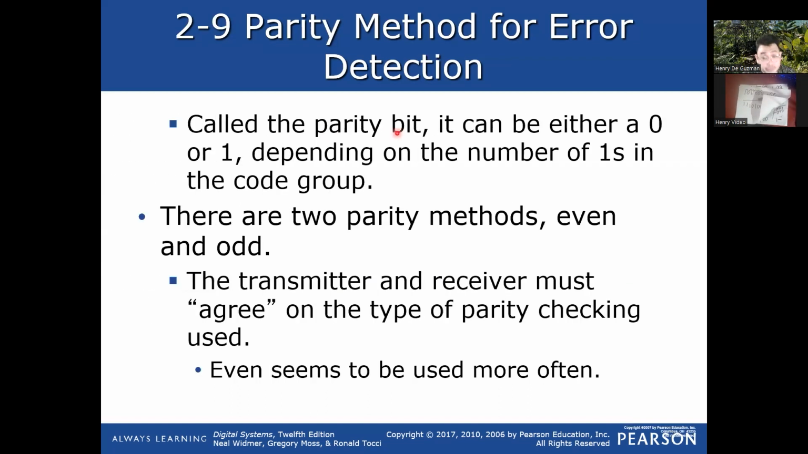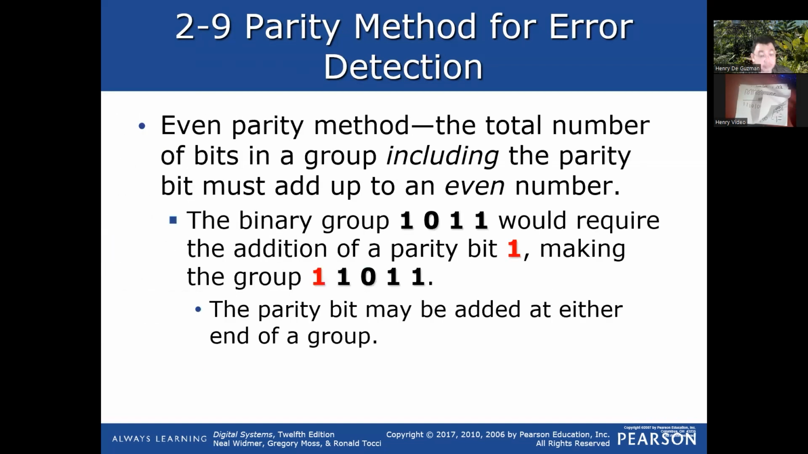Then it is called the parity bit. It can be either a 0 or a 1, depending on the number of ones in the code group. So there are two parity methods, even and odd. So the transmitter and the receiver must agree, so naka-record doon, on the type of parity checking. Even seems to be used more often. So pwedeng odd, pwedeng even. In the even parity method, the total number of bits in a group, including the parity bit, must add up to an even number.